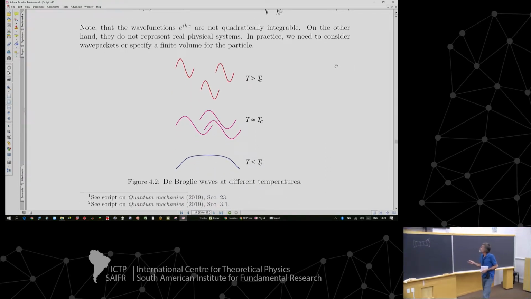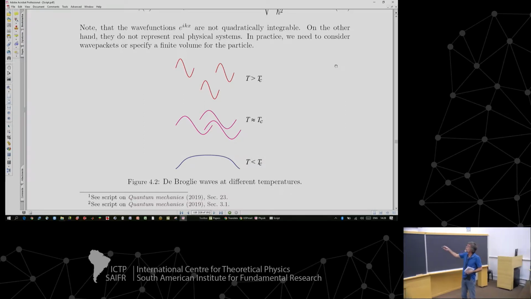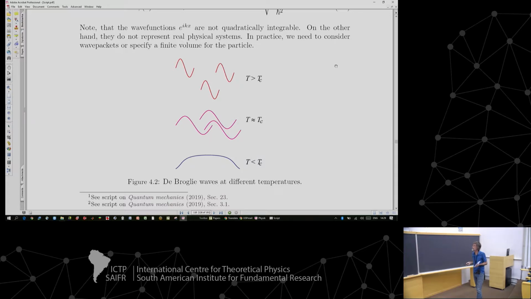So this is the final goal: we want to take the atomic gas down to low temperature. Every atom is characterized by its de Broglie wavelength. I have illustrated here the de Broglie wavelengths of an atomic gas above the critical temperature of Bose-Einstein condensation. You see that the de Broglie waves do not overlap. So it's a classical thermal gas. They don't interact quantum statistically.